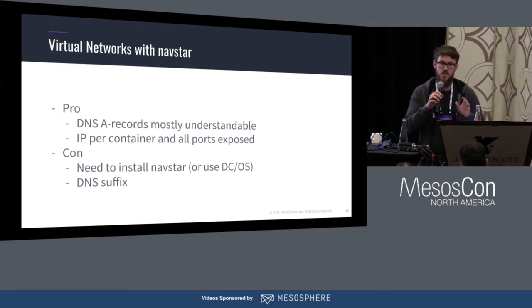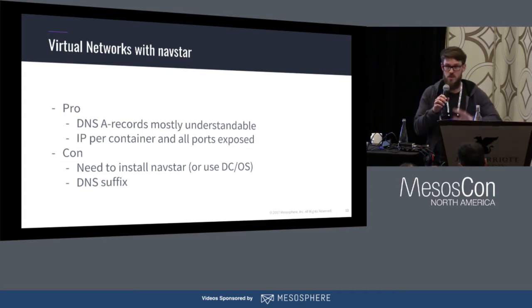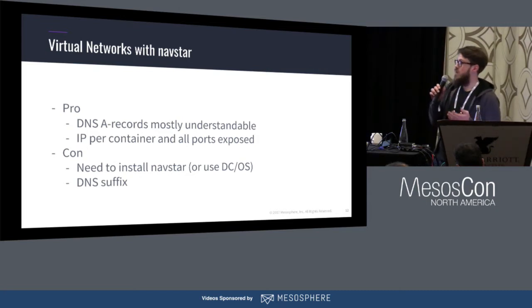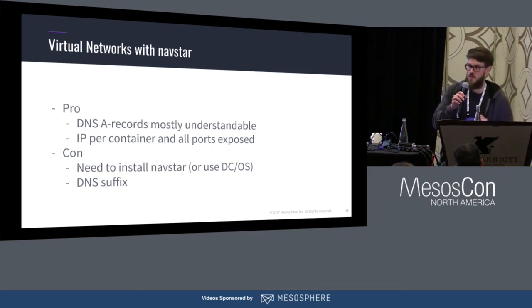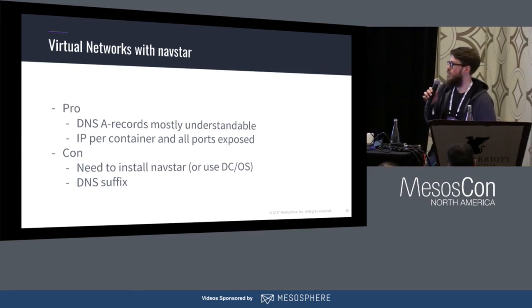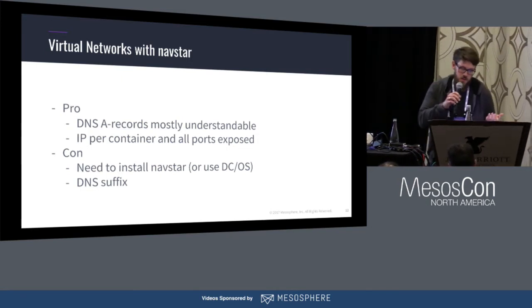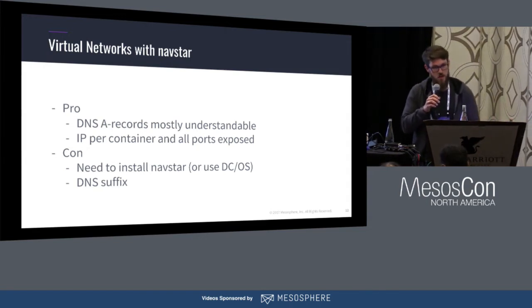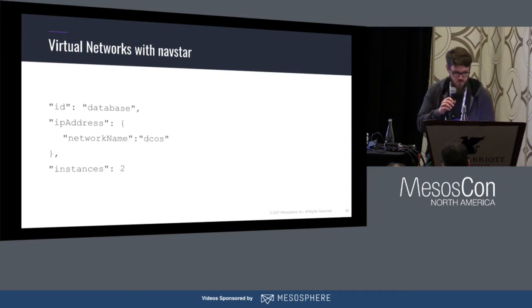So if you have technologies that rely on starting a service on a certain port, let's say 8080 for some traditional Java applications, and you are not able to change this port because the application crashes otherwise, this is a good way to have your own IP for your servers, exposing 8080, and you're done. And again, you need to have Navstar on DCOS, and also have a different DNS suffix for this kind of thing. Okay.